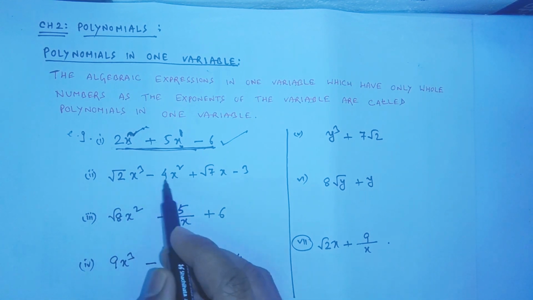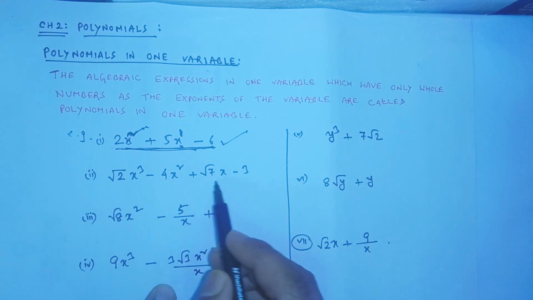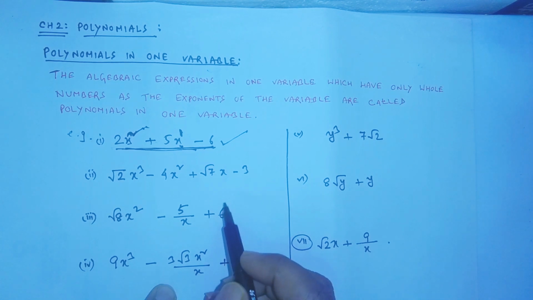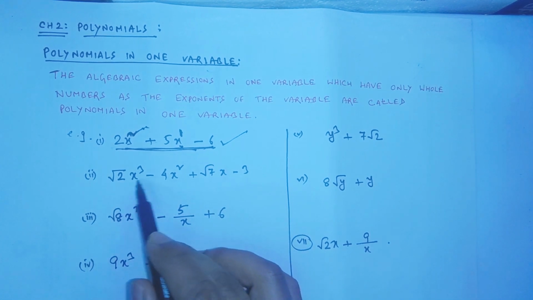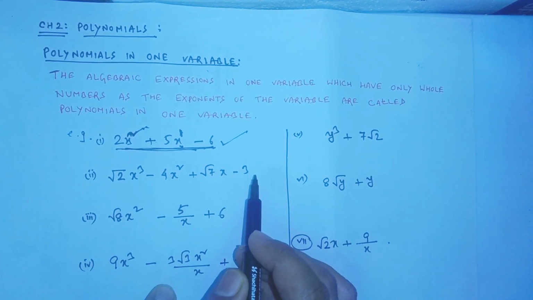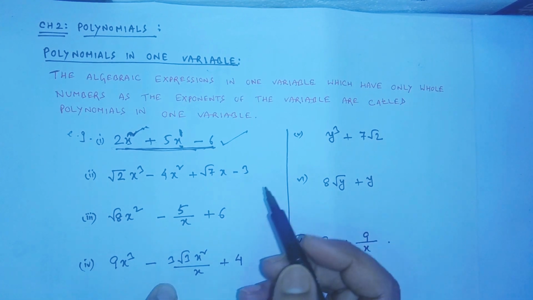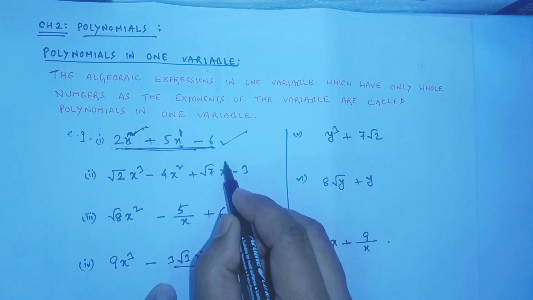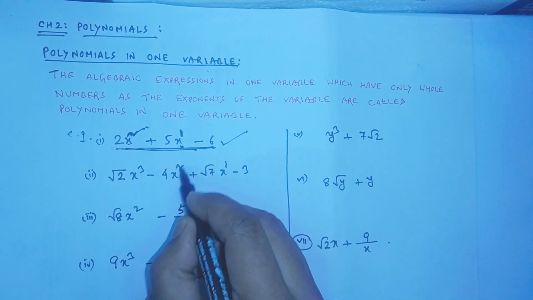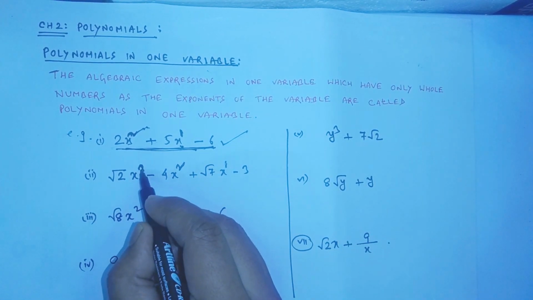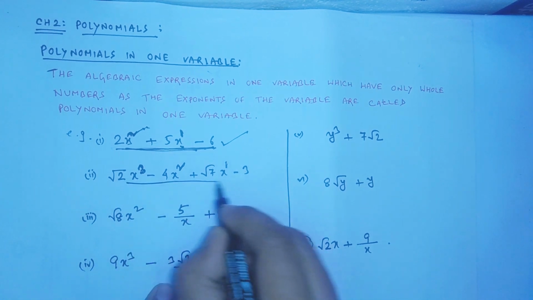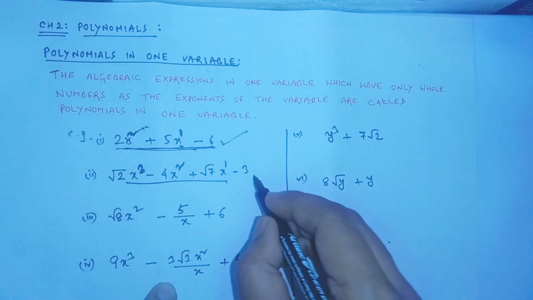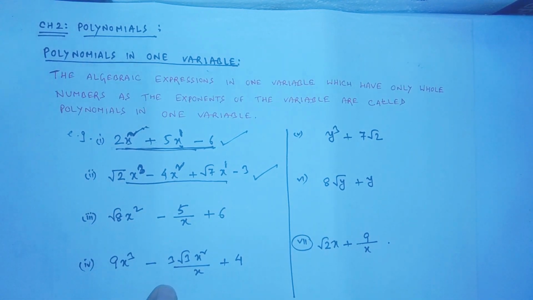Let us discuss the second one. Root 2 x cube minus 4x square plus root 7 x minus 3. Here you see it is in one variable x, so the first condition is satisfied. Second condition, see the exponents. Here the exponent is 1, here the exponent of the variable is 2, here the exponent of the variable is 3. So the exponents are again whole numbers, so this is also a polynomial.